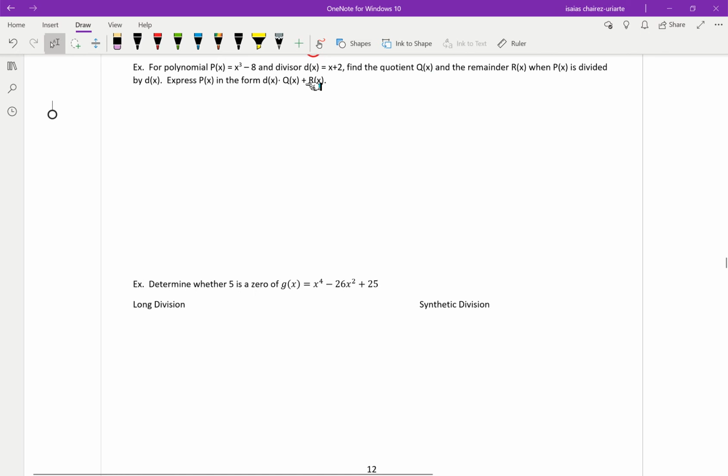So pause the video. What I can tell you right now, the freebie here, is that r of x is 0. That's what I know, but what we do not know is what the quotient is. So pause the video, do the division, and see if we come up with the same quotient.